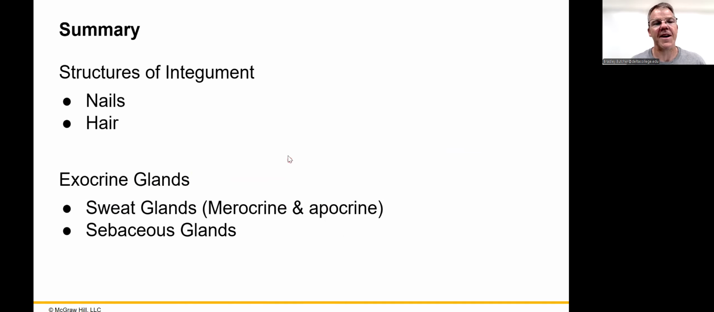In summary, we talked today about lots of structures of the integument. We talked about nails, we talked about hair, we talked about two major types of exocrine glands, three if we talk about two types of sweat glands, the merocrine and apocrine, and then the oily producing sebaceous glands.